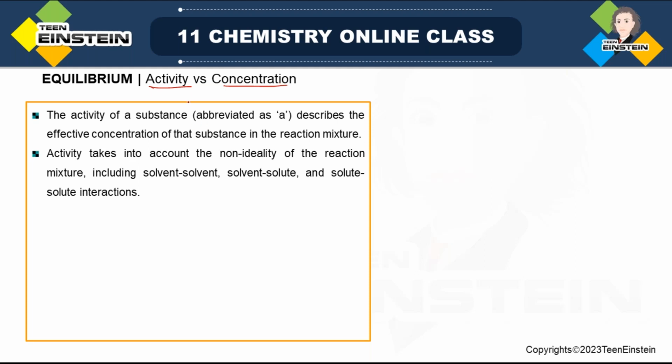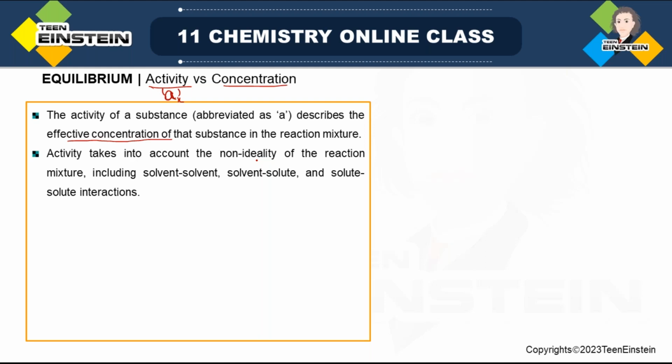So activity is mainly expressed in terms of small a. Just like we say concentration of X, similarly, you can say activity of X. So activity of X means it will be like A subscript X. Activity of Y, A subscript Y. So activity of a substance. What is the difference with concentration? It is basically the effective concentration of that substance in the reaction mixture.